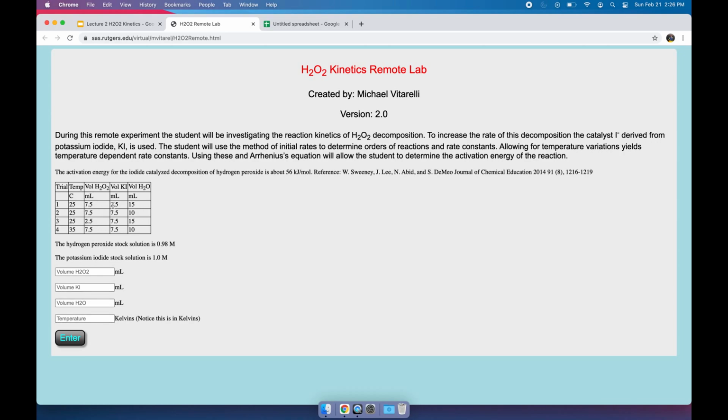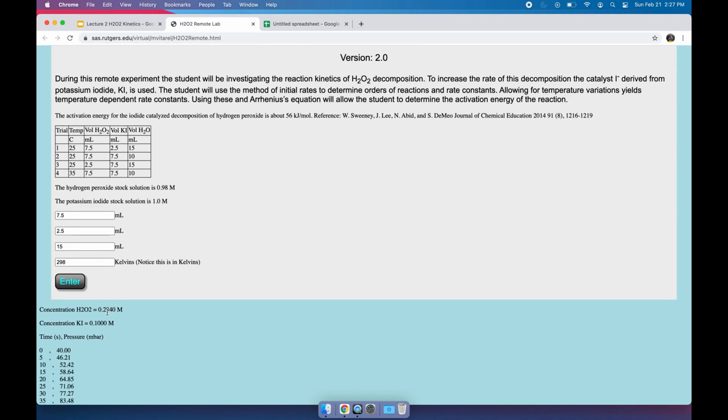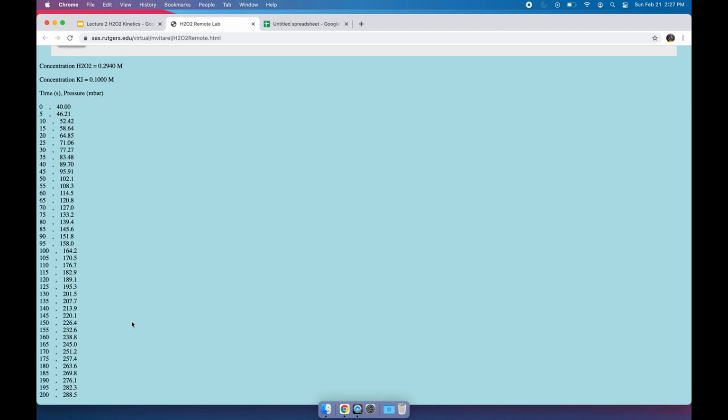So let's try this for run 1. We have 7.5 milliliters of H2O2, 2.5 milliliters of KI, and 15 additional milliliters of water. Be careful with temperature, it's in Kelvin: 25°C is about 298 Kelvin. So you hit enter, and it tells you the concentration of H2O2 at the beginning of the reaction and the concentration of KI, specifically the concentration of I minus. Then it spits out the data for you.